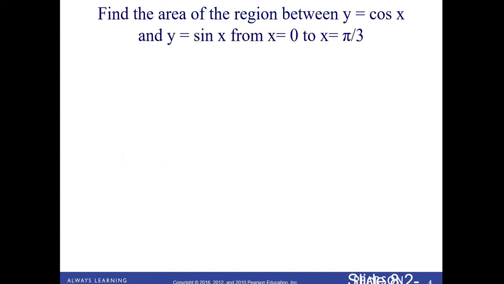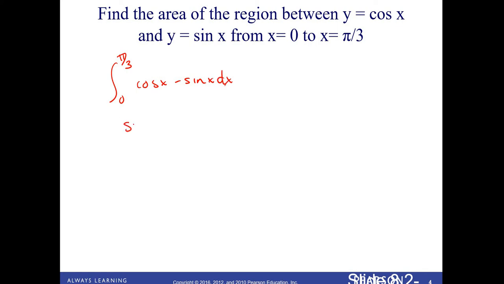So find the area of the region between y equals cos x and y equals sin x from 0 to x equals pi over 3. So we're going to take the integral from 0 to pi over 3 of cos x minus sin x dx.